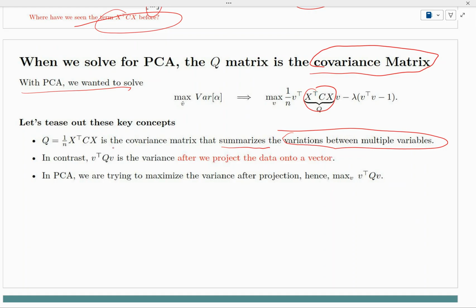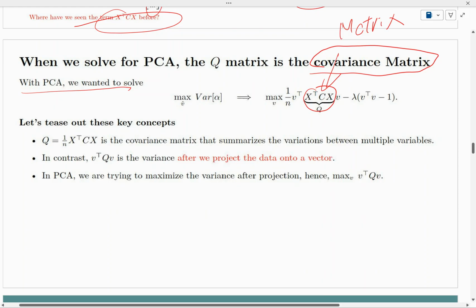Now, if we then have the V multiplied by Q, remember in PCA, that is the variance after we project the data. So this is a matrix. This is a number, right? After you project it, then you get the variation number. So this is the variance. And this is a matrix. This is a covariance matrix. So you want to keep these two concepts straight in your head.